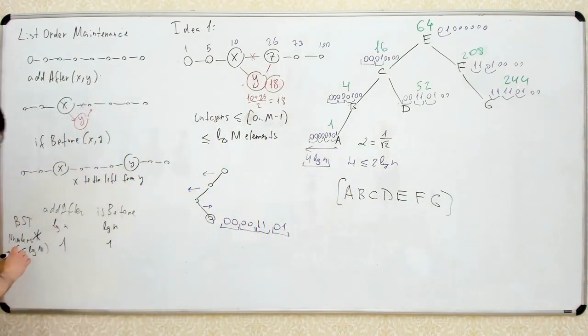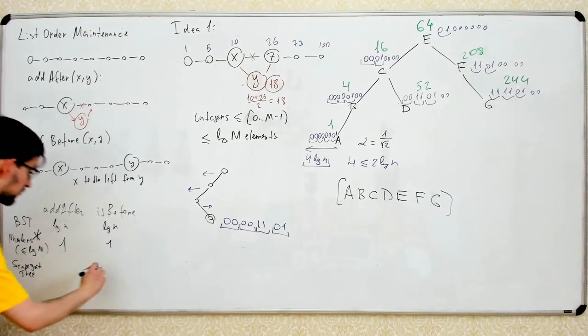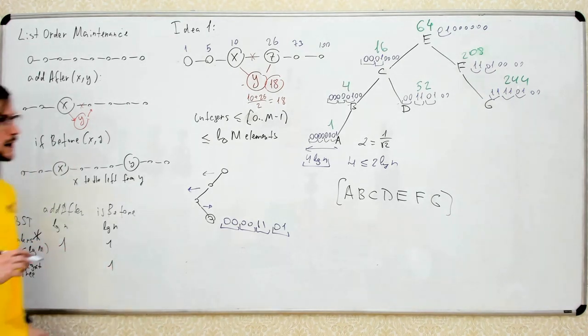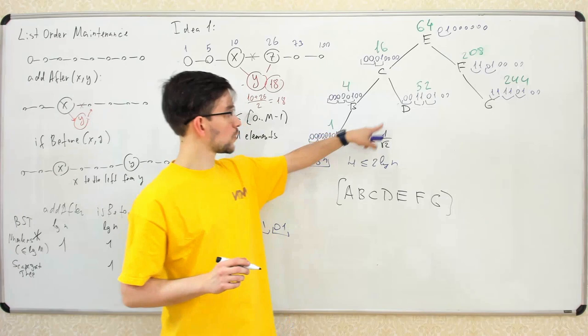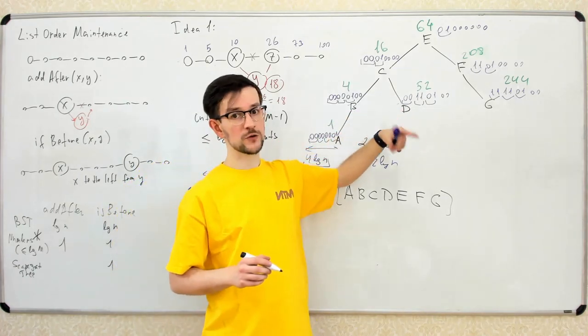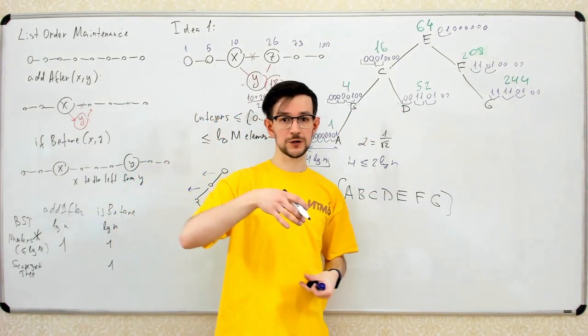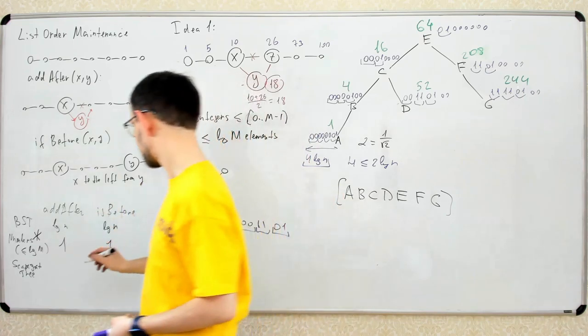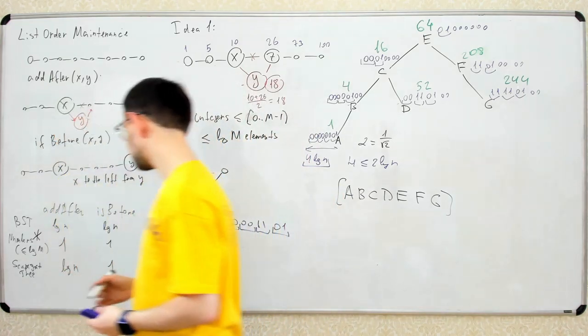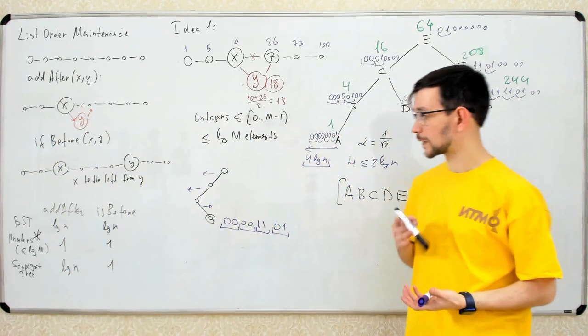So we use a scapegoat tree. We can maintain is-before in constant time, but when we add a new element, we need to recalculate values, and so on. So adding a new element to the scapegoat tree still costs you log n time, right?